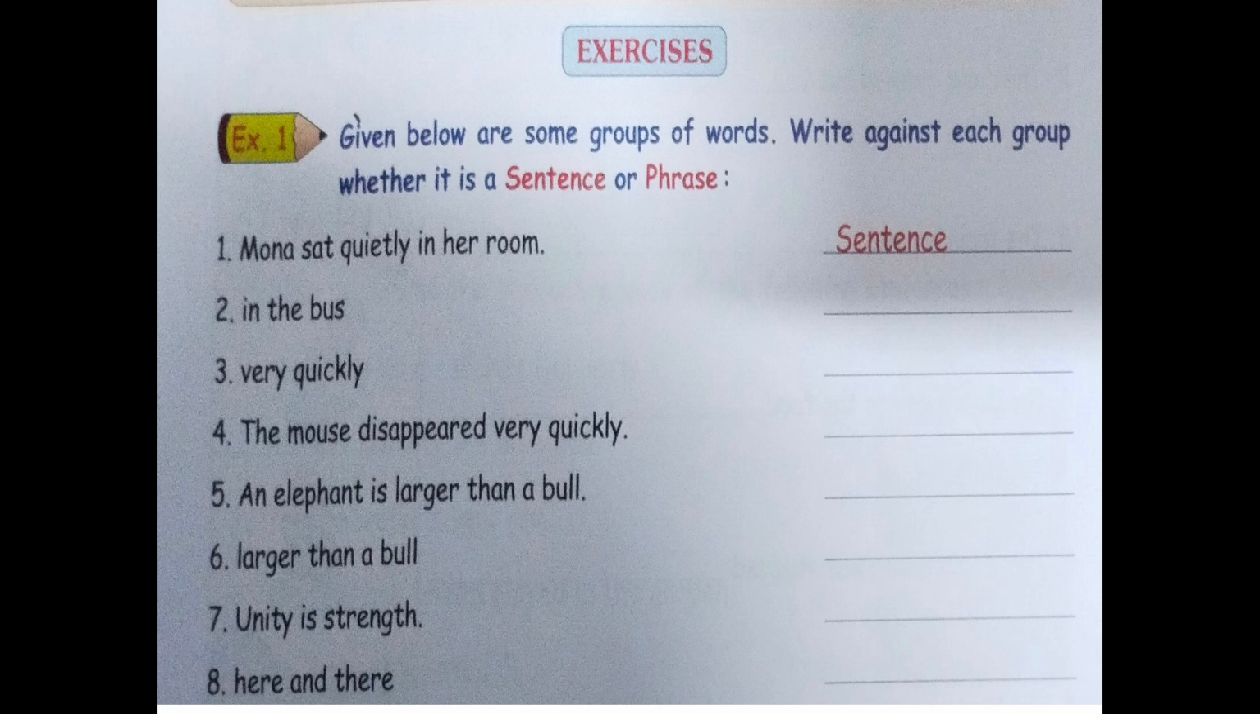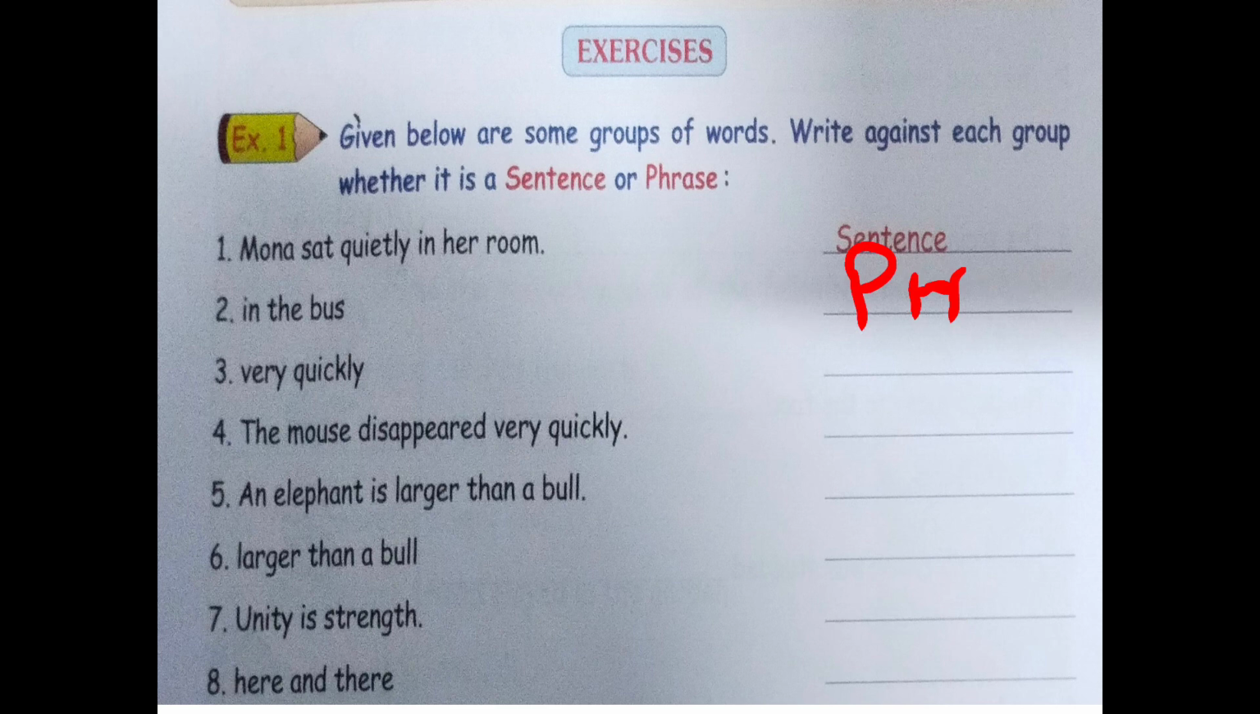So it will be a phrase. So you will write here PHRASE, phrase. Okay. I will only write P over here. But when you are writing it in the book, you have to write a complete word, phrase. Now the third sentence, very quickly.